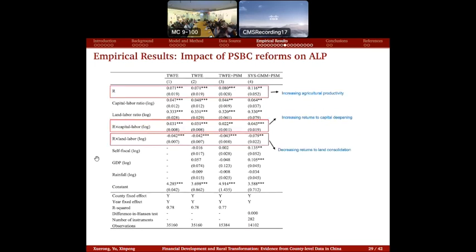And the second one is that you can see the PSBC reform can increase the agricultural labor productivity at around this level.